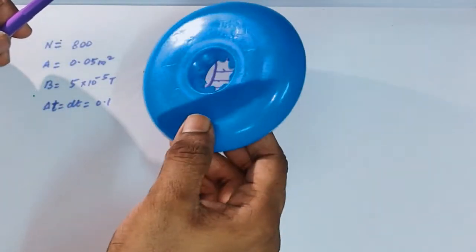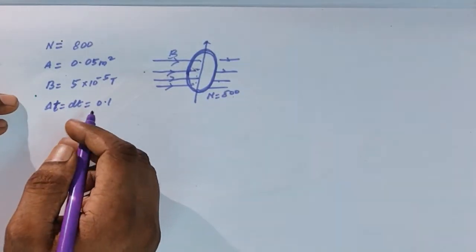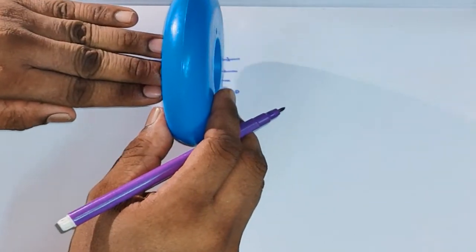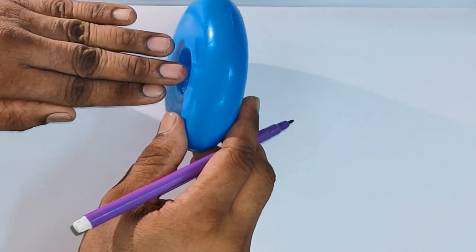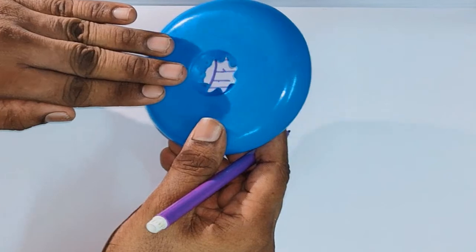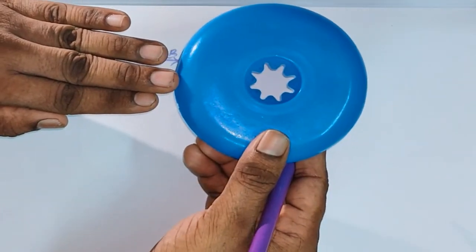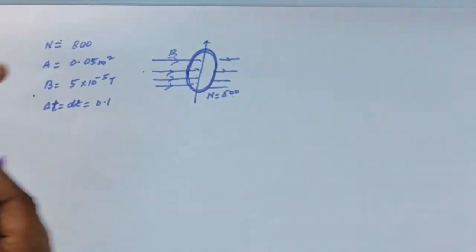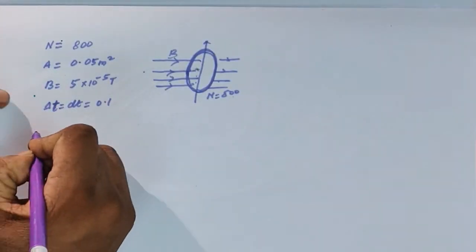For this rotation we are going to evaluate the induced EMF, because if the magnetic field is perpendicular to the area and you rotate the coil, the flux will keep on changing. After 90 degrees, the field will be parallel to the surface, giving zero flux. So there will be an induced EMF. Hence the solution.